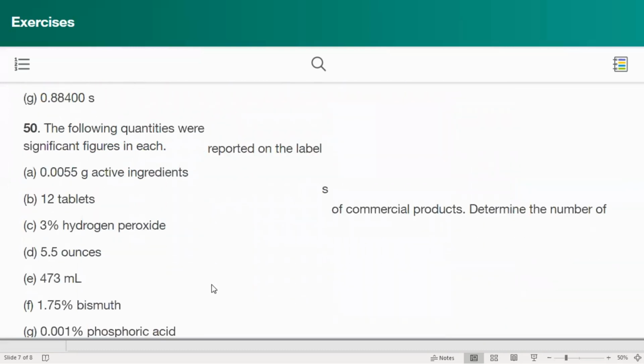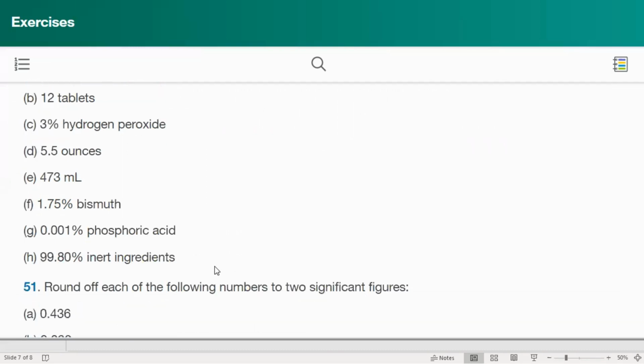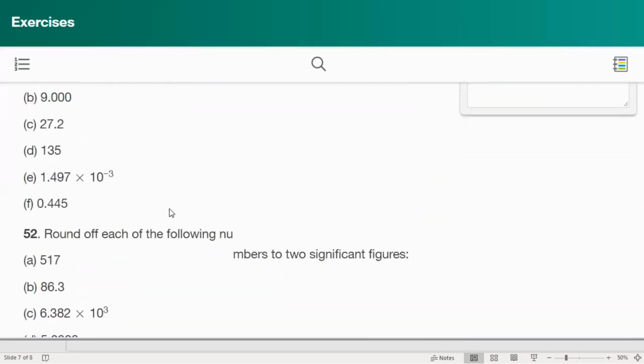The following quantities are reported on the labels of commercial products. Determine the number of significant figures in each. This is 2 significant figures, 2 significant figures, 1 significant figure, 2 significant figures, 3 significant figures, 3 significant figures, 1 significant figure, 4 significant figures. Remember the trailing 0. Okay, so after a while, it's just like riding a bicycle.